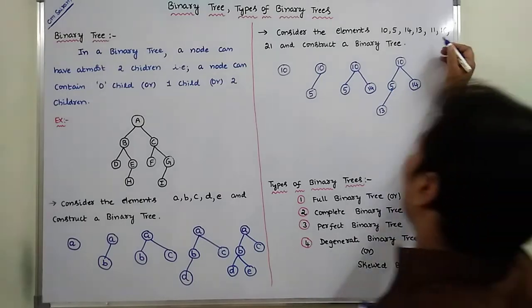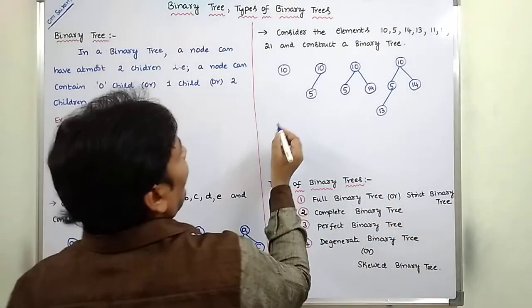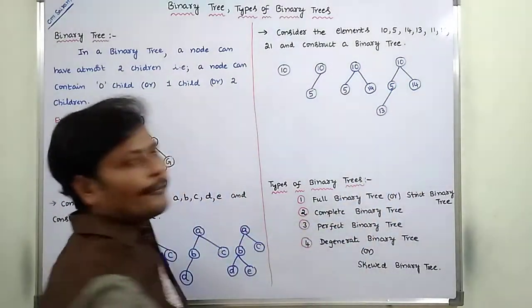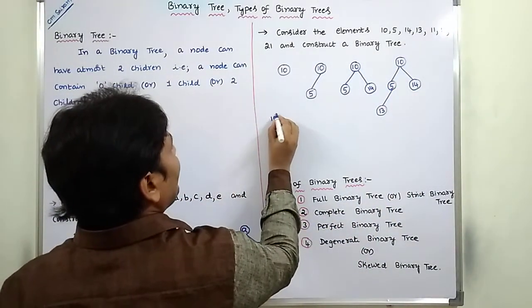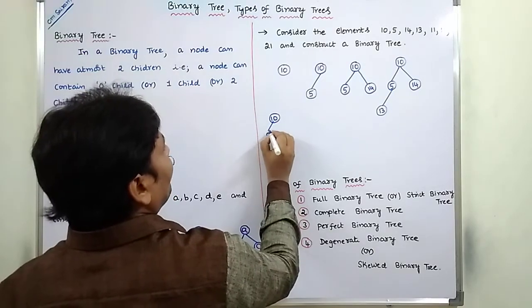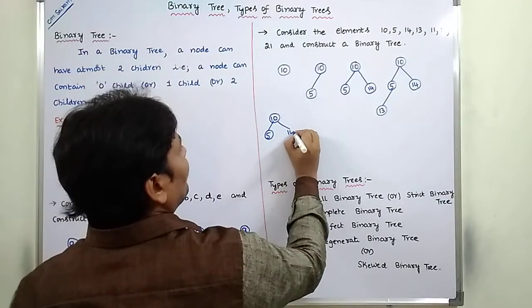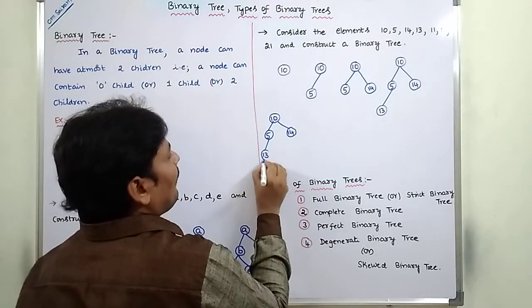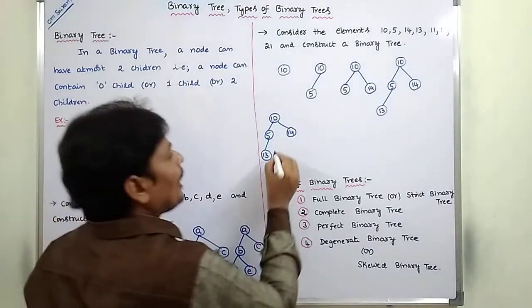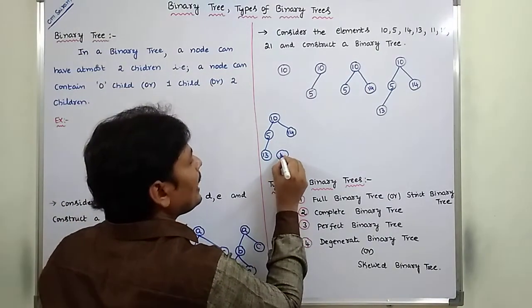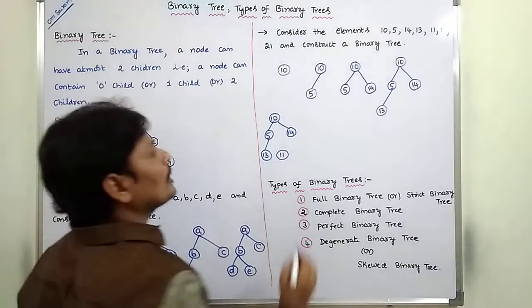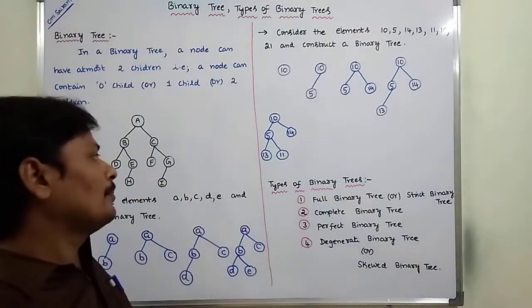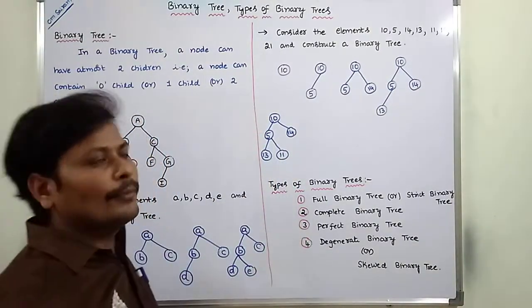Next element we want to insert is 11. 11 becomes the right child of 5. So 10, here 5, here 14. So 5's left child is 13, and 5's right child is empty. Now we have to create a node and insert the value 11 into that node. Now 11 becomes the right child of 5. Okay.